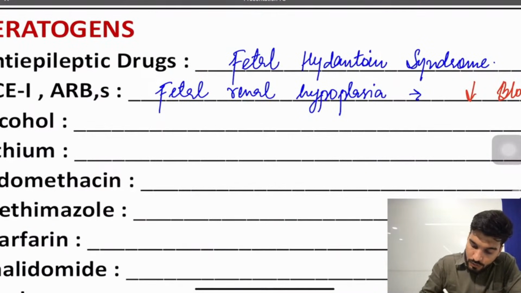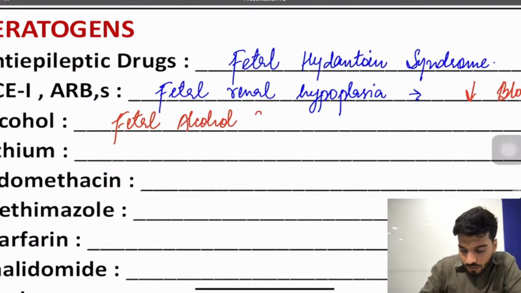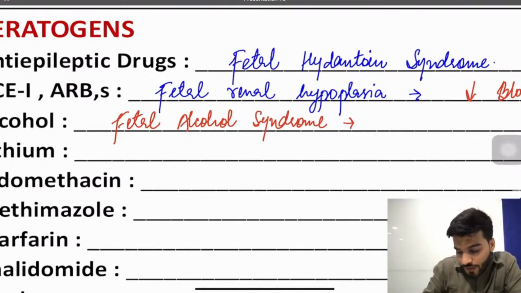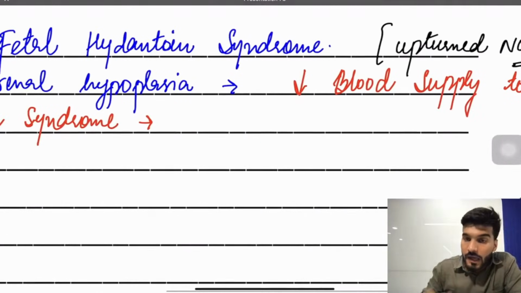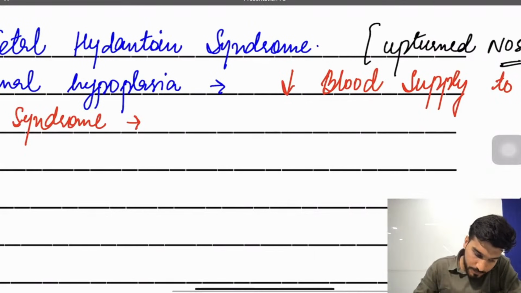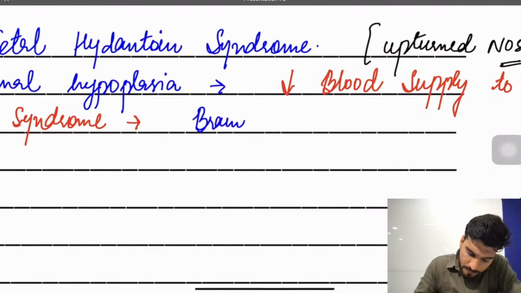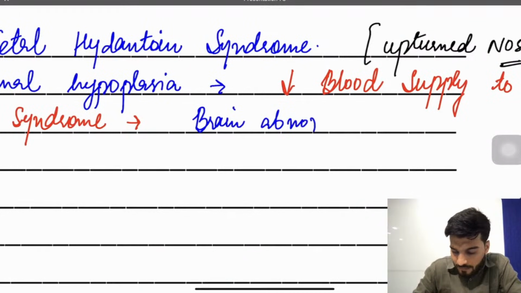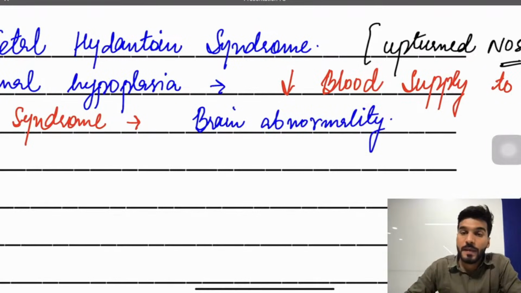Now the third one is going to be alcohol. Alcohol will cause, you already know, sir, what does alcohol cause? Fetal alcohol syndrome. And in fetal alcohol syndrome, what is the feature in the baby? The baby has abnormal brain development. So simply we will write brain abnormality. There is brain abnormality.